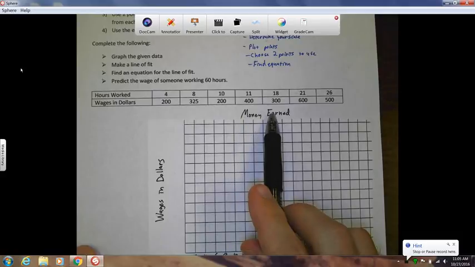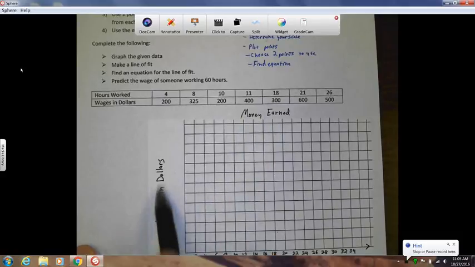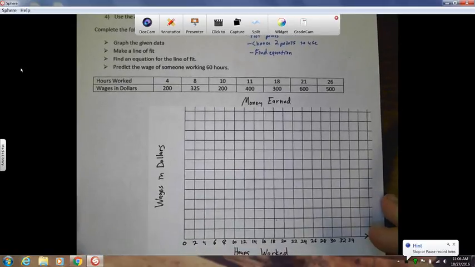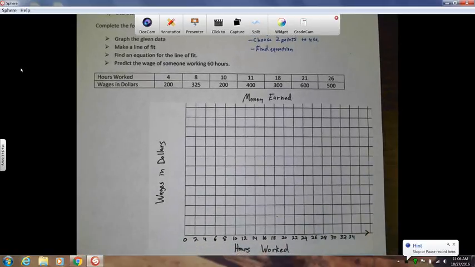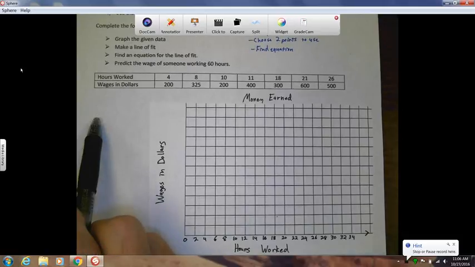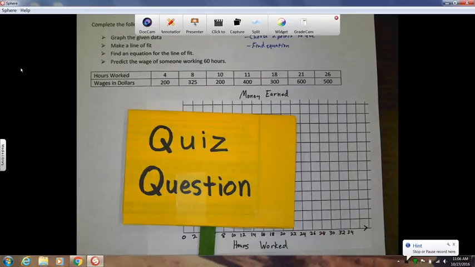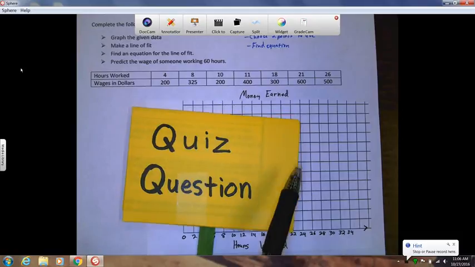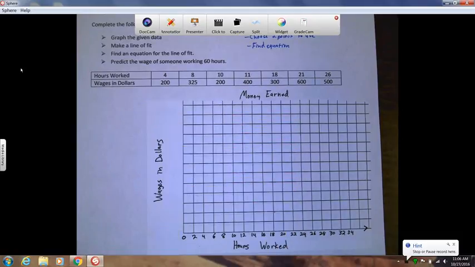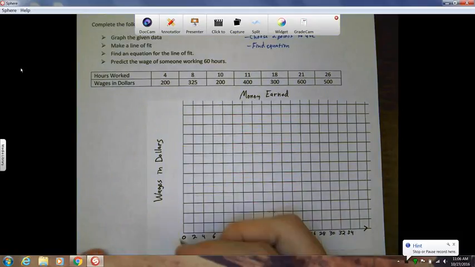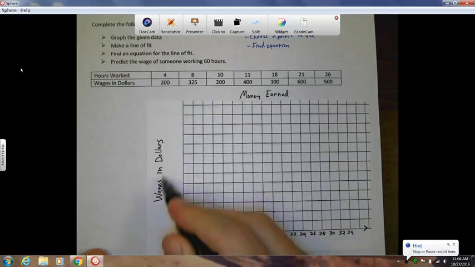So I have done that now. Pause the video if you need to do that. This might be a good thing to annotate. Label everything first: title, x-axis, y-axis. Okay, next thing is you need to make your scale. When you're making your scale, you're going to look at what's your biggest number that you need. So I'm going to work with the y's. I'm working with wages. The biggest number is 600, and the smallest number is 200.